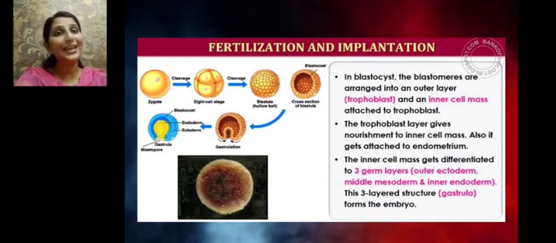Then what is the function of the inner cell mass? The inner cell mass gets differentiated to form three germ layers. What are these three germ layers? The outer ectoderm, the middle mesoderm, and the inner endoderm. Remember these three terms we learned in triploblastic organisms, in which the germ layers of an embryo are arranged to form three layers: outer ectoderm, middle mesoderm, and inner endoderm. This three-layered structure forms the embryo, or it is called the gastrula.